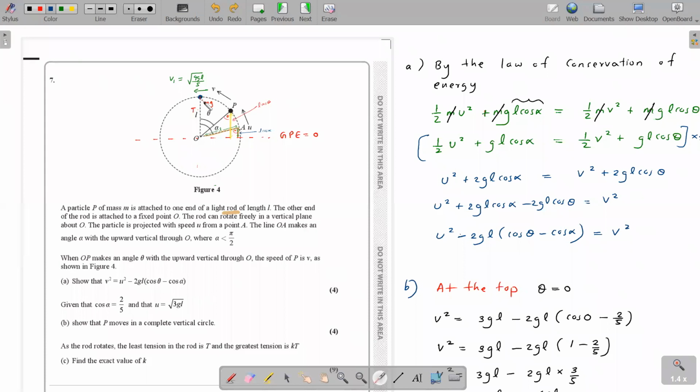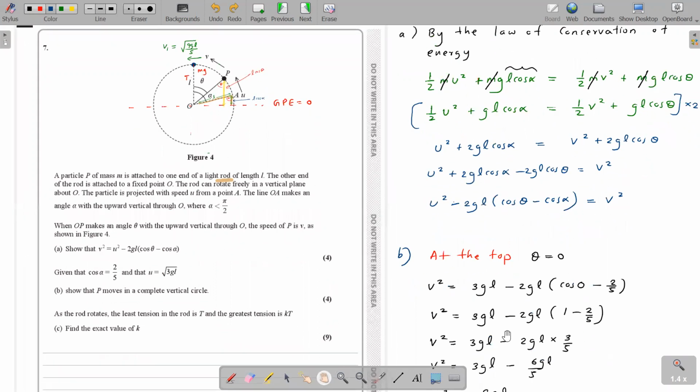So it's clearly explained in the theory work we did, and in your textbook you can see that for rods and for strings, the requirements to pass through the top of the circle are different. For a rod, the requirement is that the velocity at the top should be greater than or equal to 0.